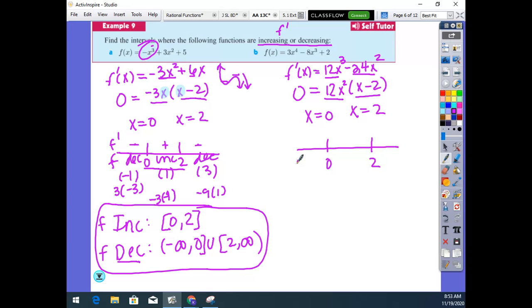Okay, so let's pick -1. If I plug, do you see no matter what number I pick in here, that's going to be a positive number? And then when I put -1 in here, I have a positive times a negative, so that's negative. If I pick a positive 1, always positive, 1 minus 2 is negative, it's still negative. And then 3 is positive, positive, positive.